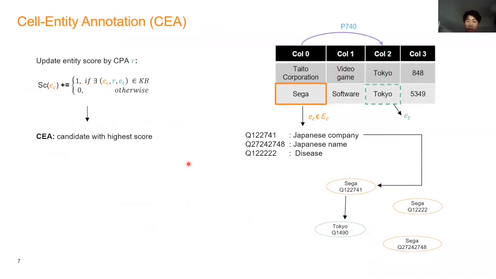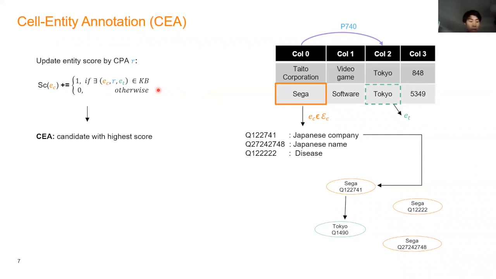And for cell entity annotation, CEA, this task is to annotate the table cell with an entity of a knowledge graph. For example, we want to annotate the cell tagged Sega in the table. And from the scoring algorithm, we already have the score for all candidates. Now, taking the CPA relation into account, we update the score of each candidate by adding 1 if the CPA relation can connect this candidate to its counterpart in the tail column.